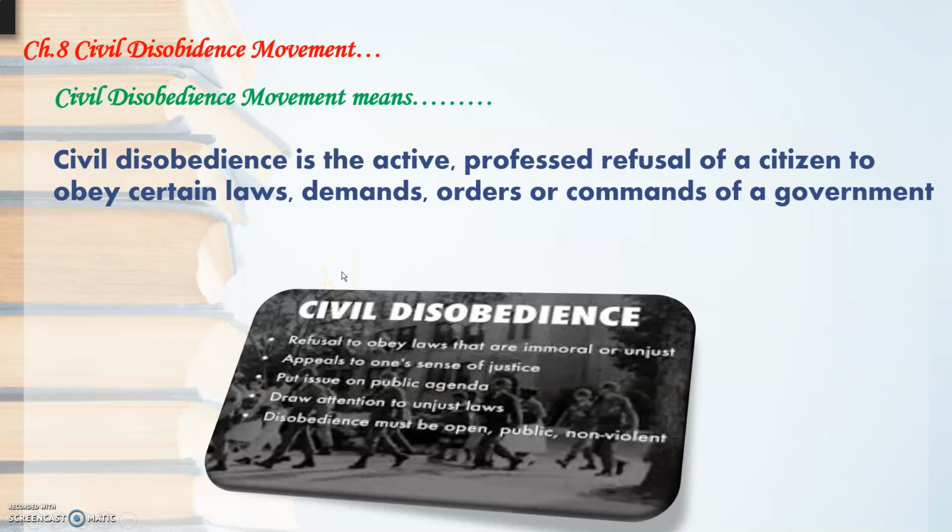Various types of policies were imposed by the Britishers on the Indians, and therefore the Indians decided not to obey any new rule or new law passed by the Britishers. That is called the civil disobedience movement. Civil disobedience movement means not to obey or follow any new policy or law passed by the Britishers in the country of India.